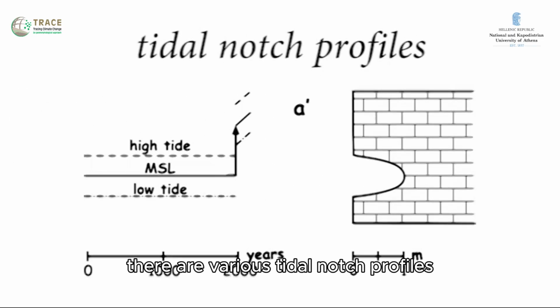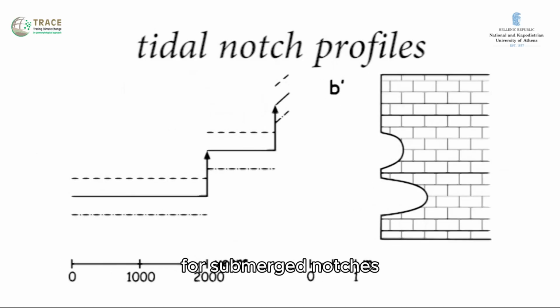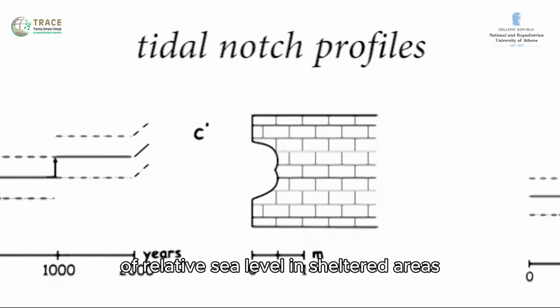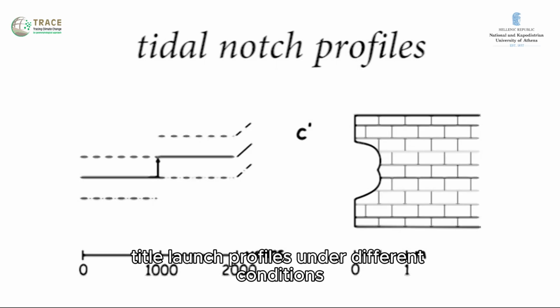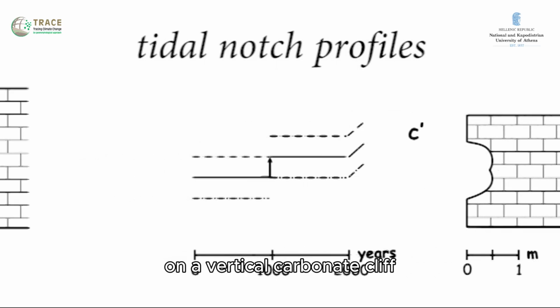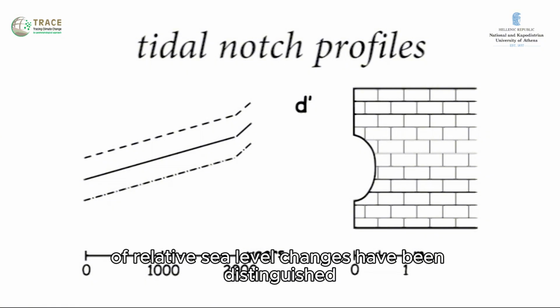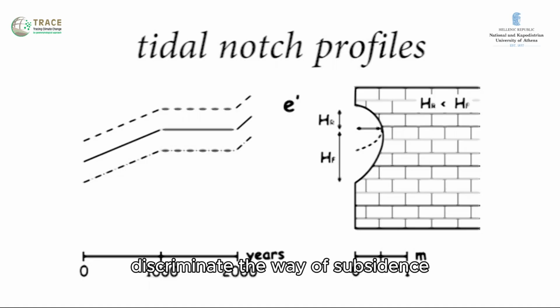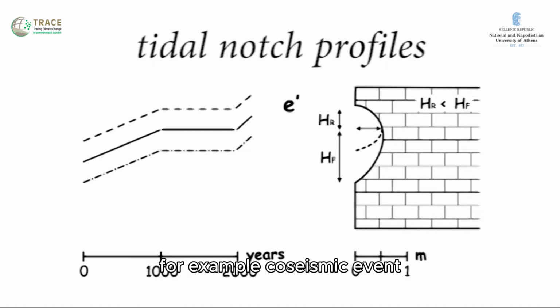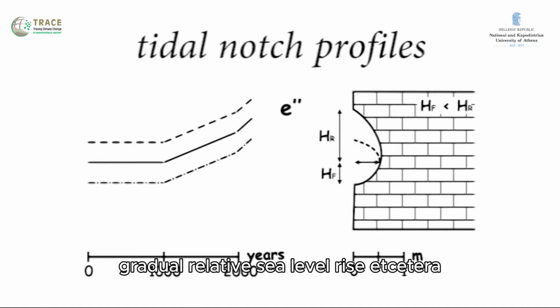There are various tidal notch profiles for submerged notches, resulting from different combinations of relative sea level changes in sheltered areas. Tidal notch profiles under different conditions on a vertical carbonate cliff have been distinguished and allowed to qualitatively discriminate the way of subsidence, for example coseismic event, gradual relative sea level rise, etc.